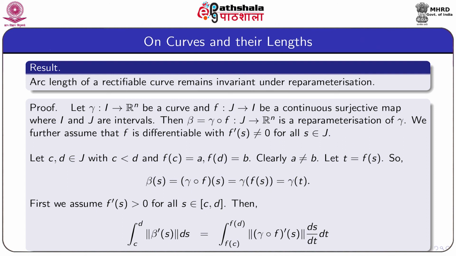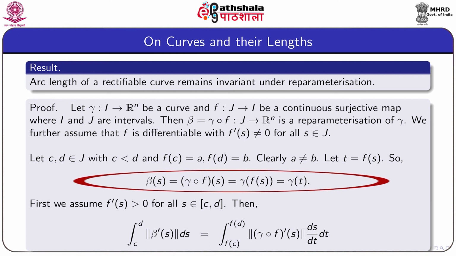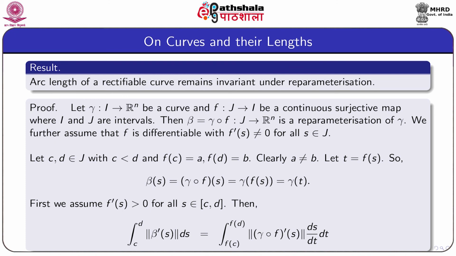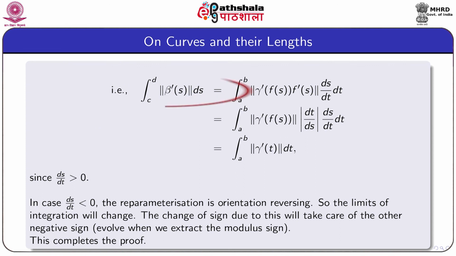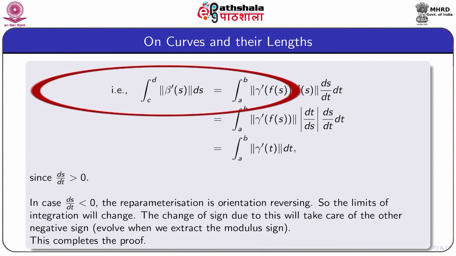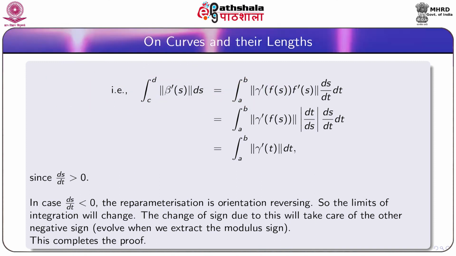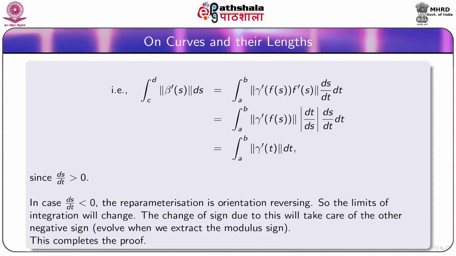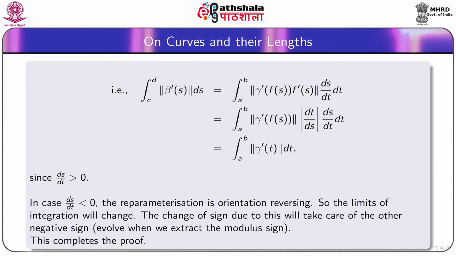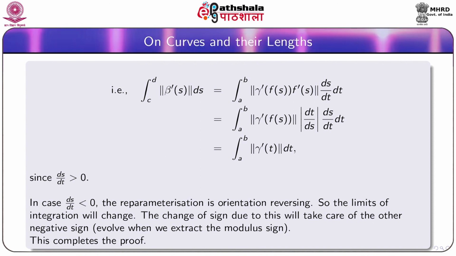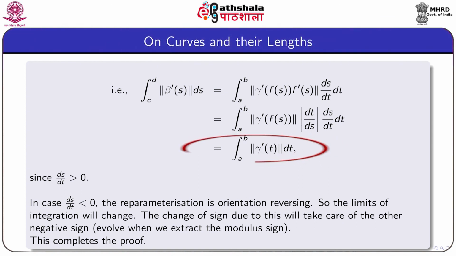Let t equal f(s). So, beta(s) equals gamma composed with f(s), that is gamma(f(s)), that is gamma(t). First we assume f'(s) is greater than 0 for every s. Then the integral from c to d of norm of beta'(s) ds equals the integral from f(c) to f(d) of norm of gamma'(f(s)) f'(s) ds. That is, the integral from a to b of norm of gamma'(f(s)) times f'(s) ds. This equals the integral from a to b of norm of gamma'(f(s)) times the modulus of dt/ds ds. Here f'(s), that is dt/ds, is positive. So we have this equals the integral from a to b of norm of gamma'(t) dt.